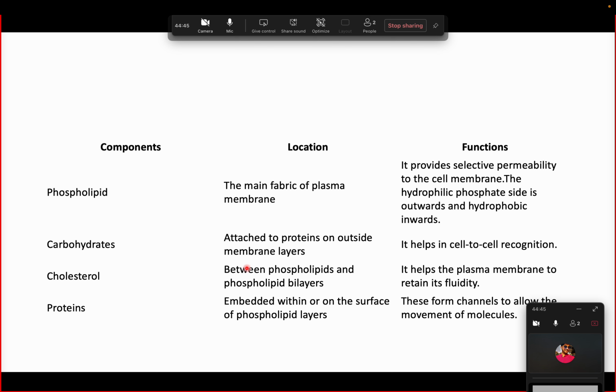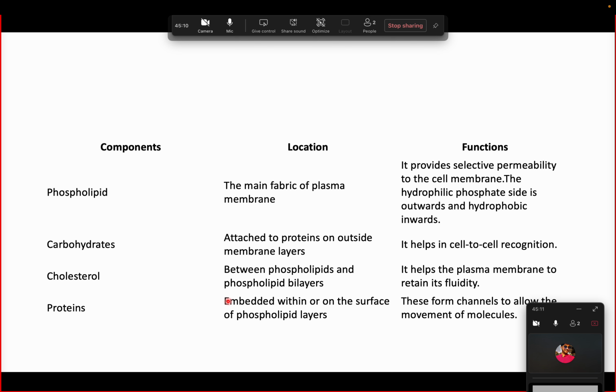Then cholesterols are present in between the lipid bilayers, as we have seen in the representative structure of a lipid bilayer. Then proteins, so there are different types of proteins, correct? They can be present on one leaflet of the bilayer, they can be attached to the lipid bilayer via anchors, or they can completely transverse the membrane, being the integral membrane protein.